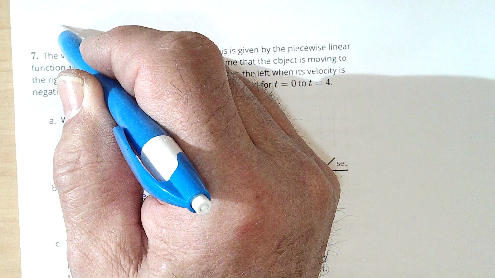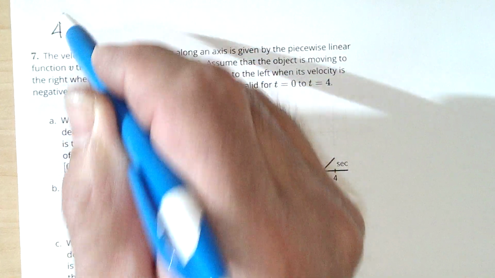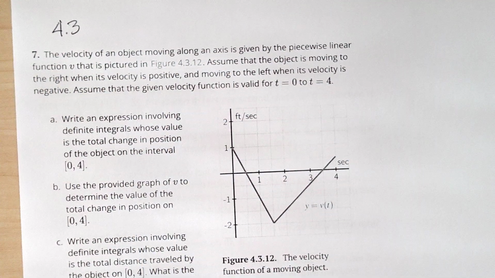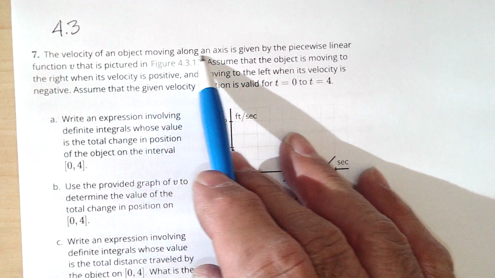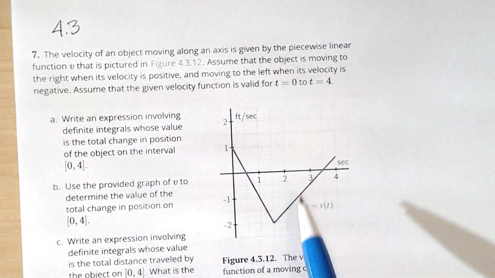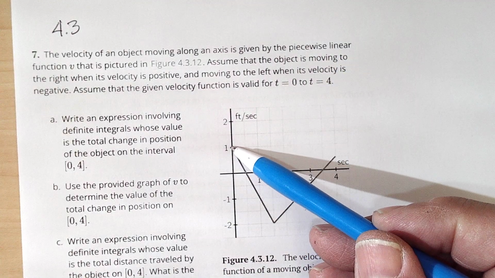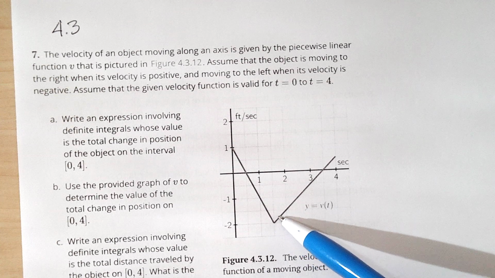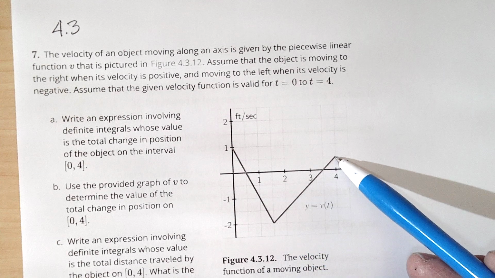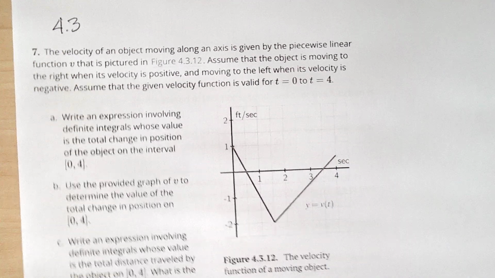This is chapter 4, section 3, problem number 7. It says a velocity of an object moving along the x-axis, and it's piecewise linear. So it was going forward, then it was going backwards, and still going backwards, and now going forward. So it's moving along the x-axis.